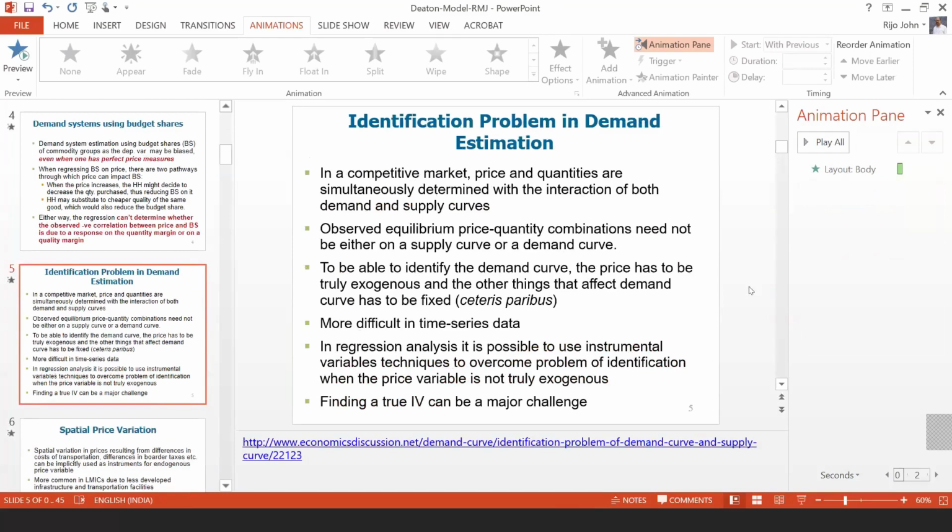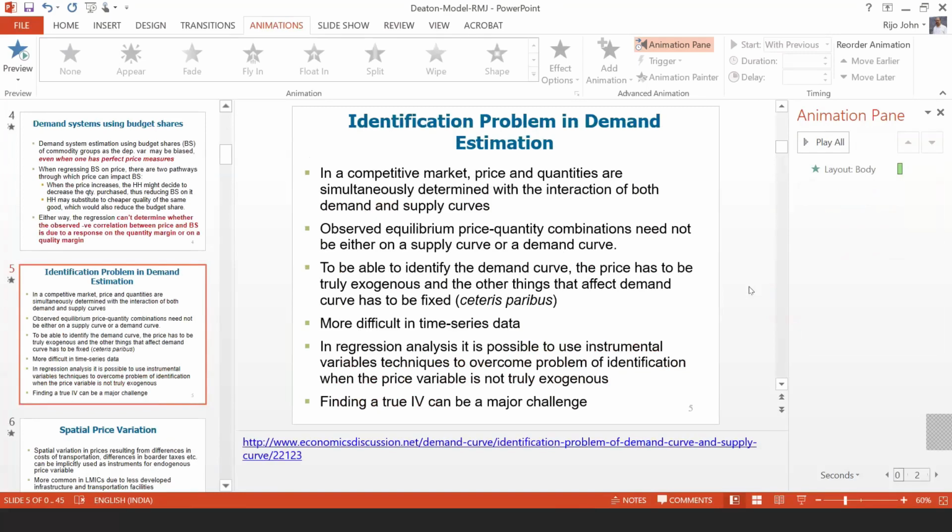And one of the other, more important problems while estimating demand functions is the identification problem, and all of you must be familiar with this issue when estimating demand functions. In a competitive market, prices and quantities are simultaneously determined with interaction of both the demand and the supply curve. Observed equilibrium price quantity combinations, however, need not be either on the supply curve or on a demand curve.